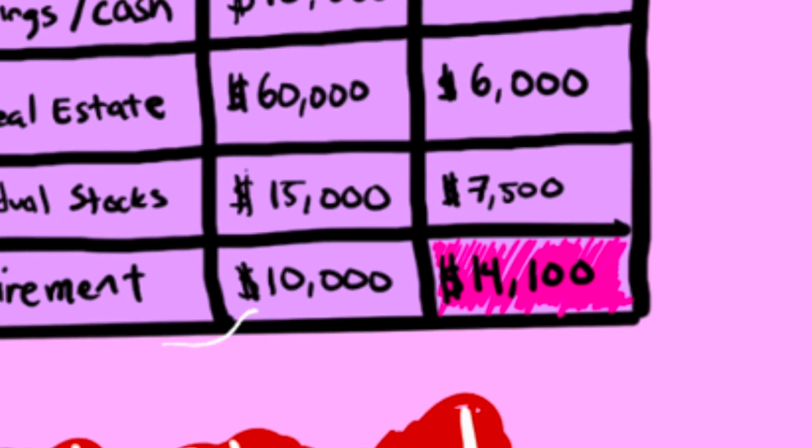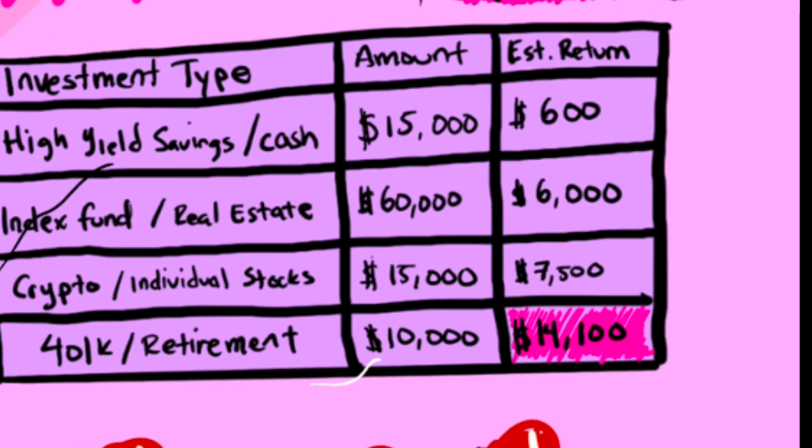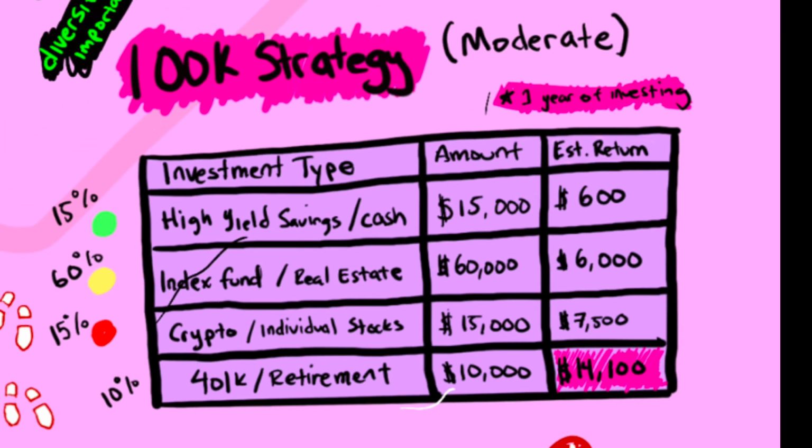You made $7,500 there. So with this moderate portfolio, you could expect to make right around $14,100. That's pretty damn good just for letting money sit in different places and doing nothing. Pretty damn good. I also put 10% should go into a 401k or retirement, and you'll thank yourself later. At least that's the theory.